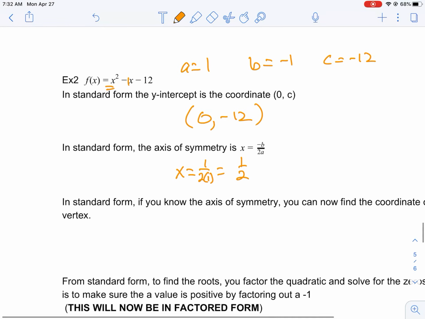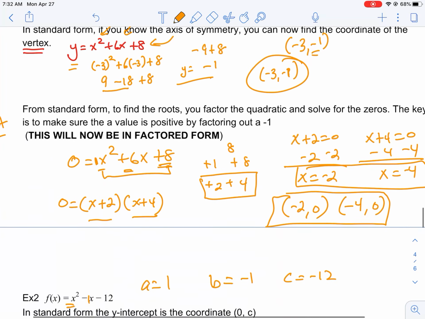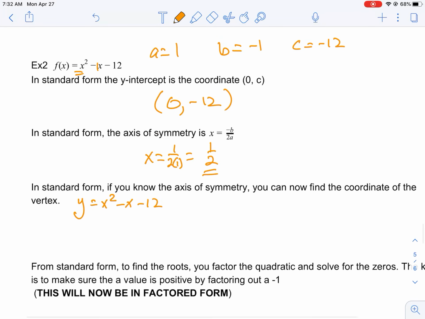So now that we get the axis of symmetry, we now take the function and we write y equals x squared minus x minus 12. Think about what we just did up here. When we found the axis of symmetry, we substituted it into the function. So now that we have the axis of symmetry, we're going to substitute that into the x there. So we're actually going to get 1/2 squared minus 1/2 minus 12.